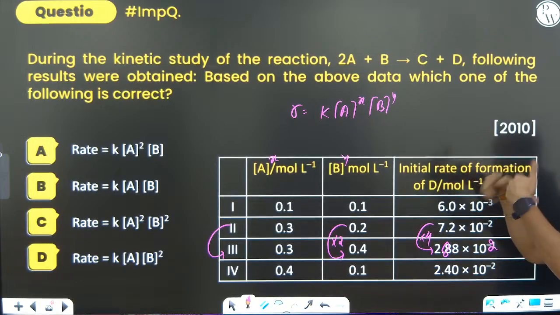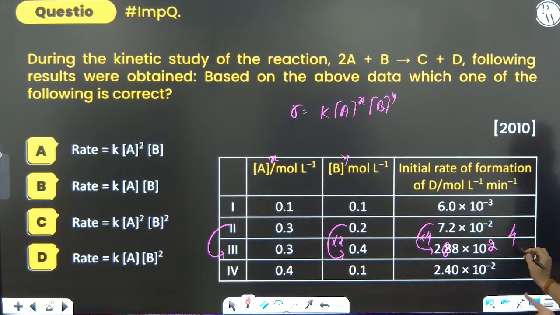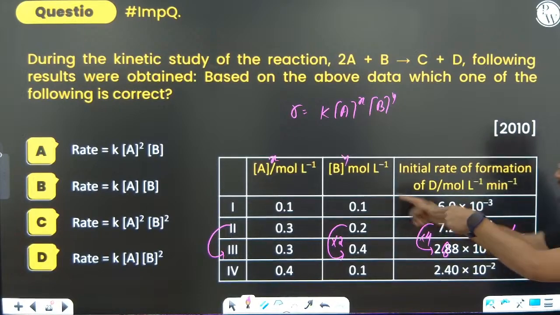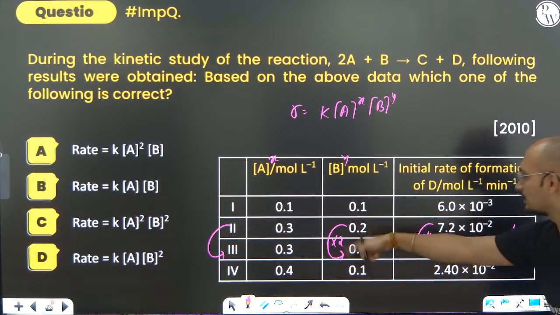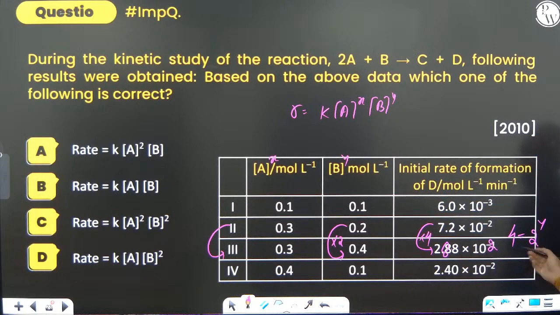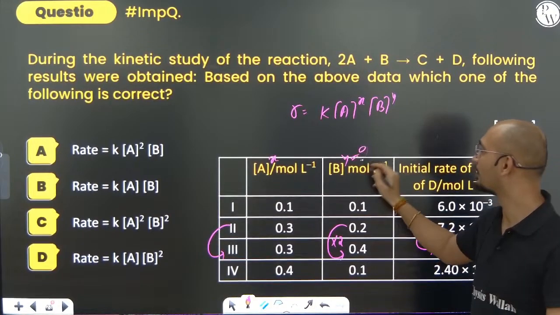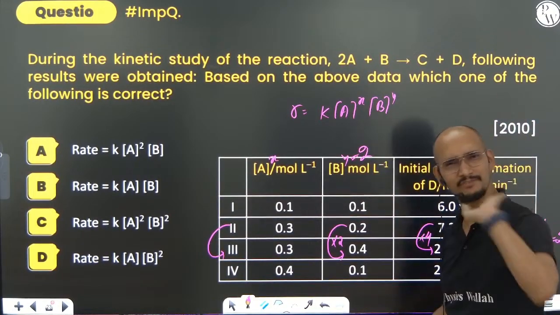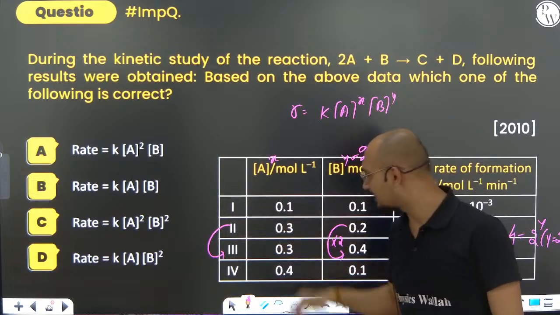What did I say? Write the rate as it is. Rate equals to, what is changing? B or A? B. How many times is it becoming? 2. Raise 2 to the power, whatever is the order, so 2 to the power y. When is it possible? When y equals 2. So the order with respect to B is what? 2. Simple.